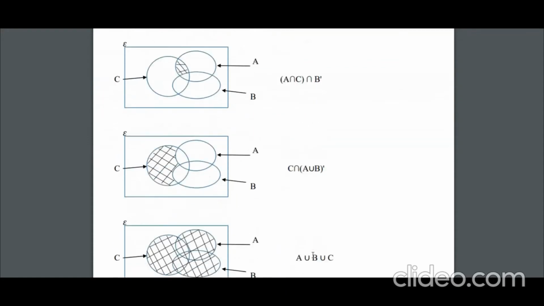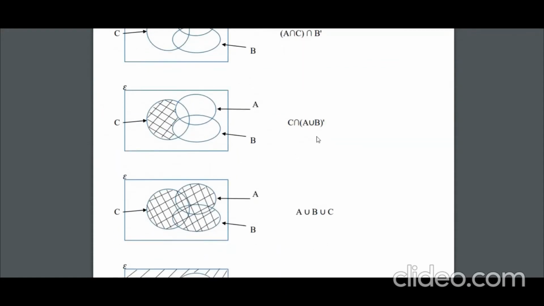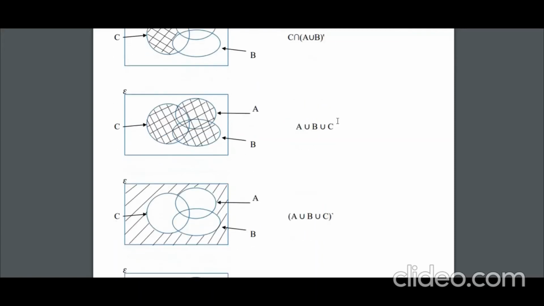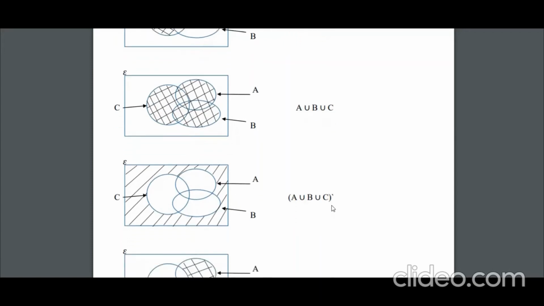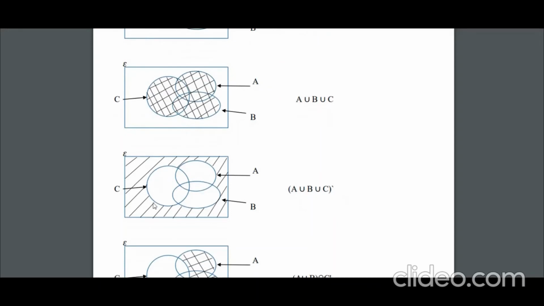C intersection A union B dash. So first let's look at A union B dash. A union B dash, or the complement, is everything except for this part, and intersection C. So what intersects with C and A union B dash is this particular part. A union B union C is the entire thing, just like we did A union B. Together, all the union means all together, and the complement of the whole thing would be this particular region in the universal set, excluding these 3 sets.